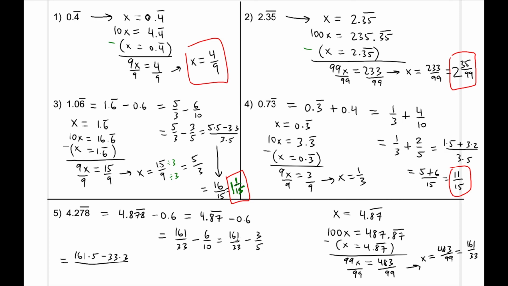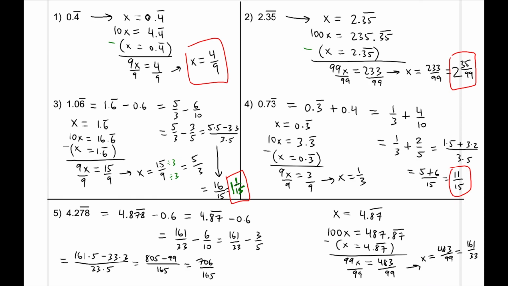Again, think of the diagonal multiplication. I'm not going to say cross multiplication because this is not an equal sign, but think of diagonal multiplication in order to achieve the correct numerator. And then 33 times 5 on the bottom. 161 times 5 is exactly 805, minus 99, divided by 33 times 5, which is 165. So what that turns into is 706 over 165.